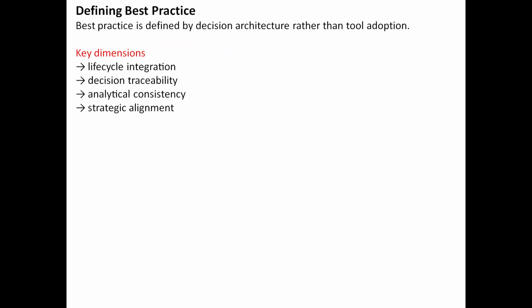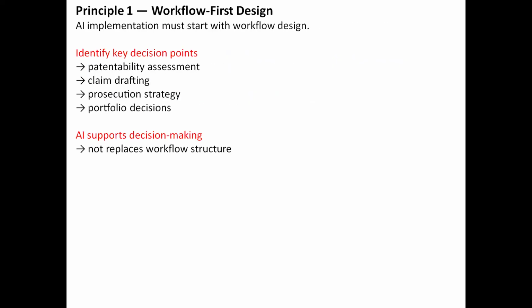So, defining best practice. Best practice defines decision architecture rather than tool adoption. So the key dimensions are lifecycle integration, decision traceability, analytic consistency, and strategic alignment. So I just developed principles. Workflow first design. So AI implementation must start with workflow design. So identify key decision points: patentability assessment, claim drafting, prosecution strategy, and portfolio decisions. So AI supports decision making, so not replace workflow structure.